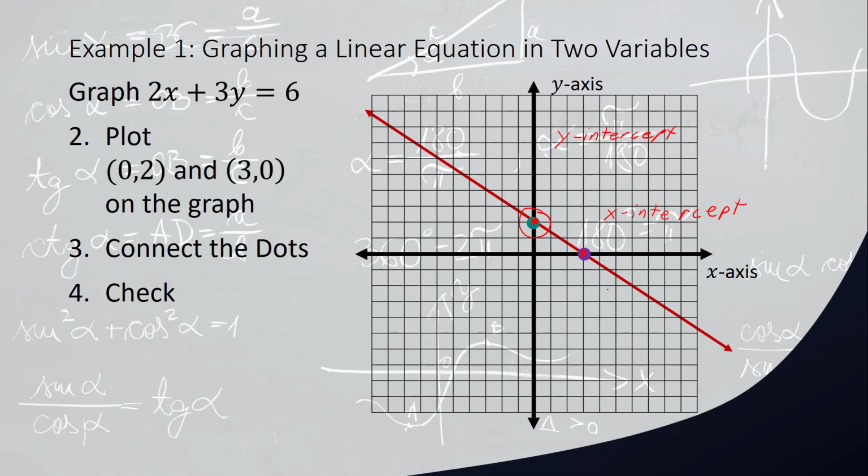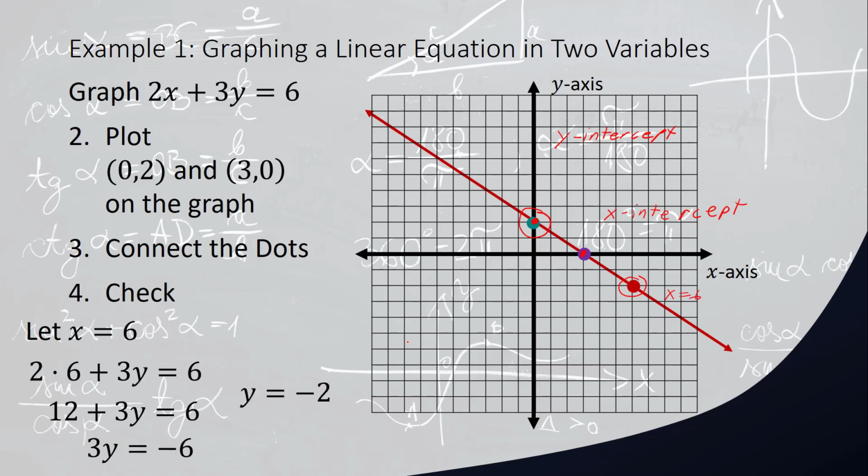Now when we check, we still want to find a point on this line which is easy to compute. And notice here that this line crosses the point where x is equal to 6 and y is equal to -2. All right, so how about we let x be equal to 6 and see what we get for y. Well, if x is equal to 6, we have 2 times 6, which is 12, plus 3y is equal to 6. We can subtract 12 from both sides.